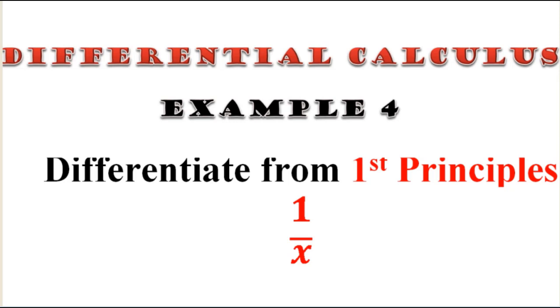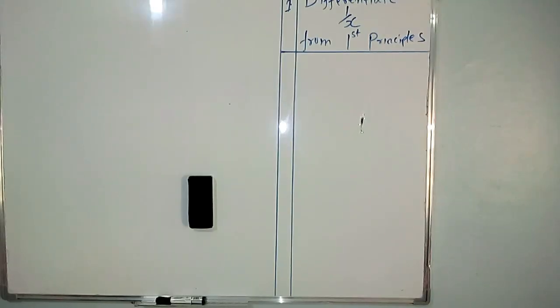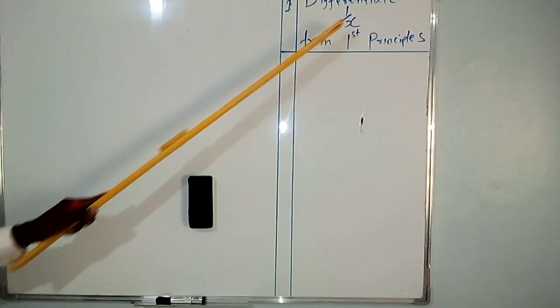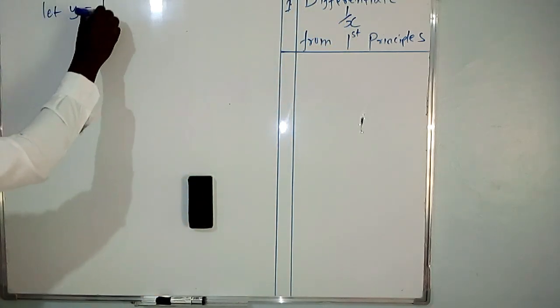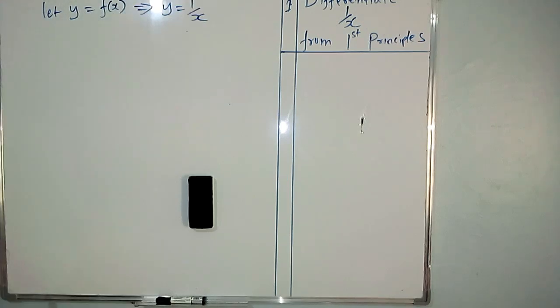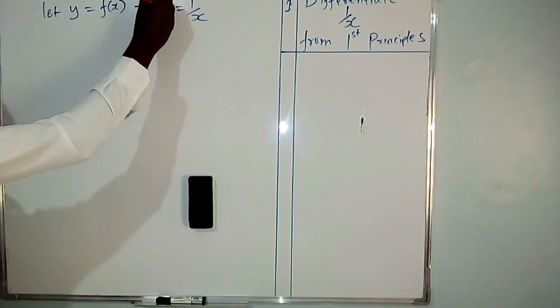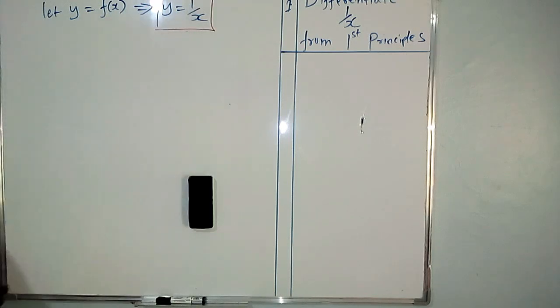Differentiate 1 over x from first principle. Now, to differentiate that from first principle, what do you do as the first step? You say, we have 1 over x, let y be a function of x, isn't it? So y is a function of x, meaning y is equal to 1 over x.